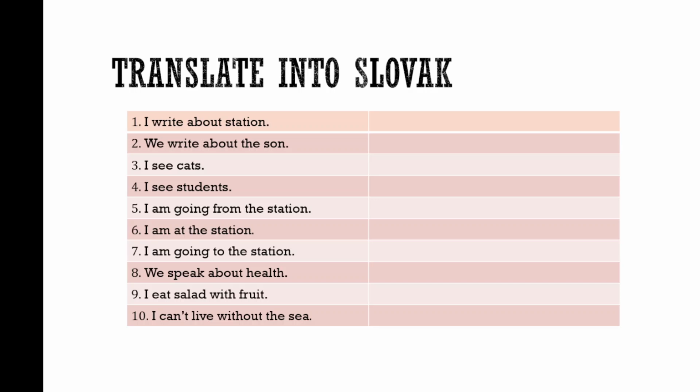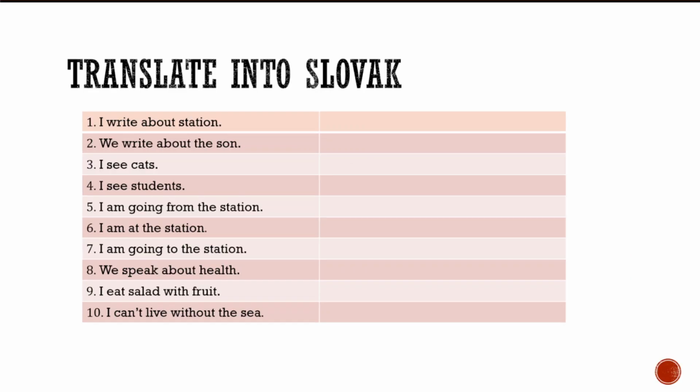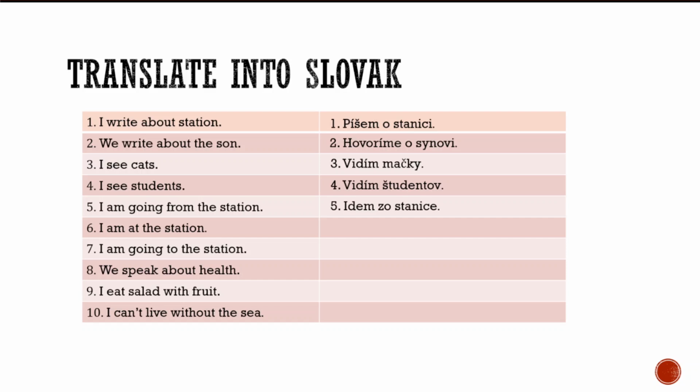And now, it's time to repeat everything. I write about the station. Píšem o stanici. Local. We talk about the son. Hovorím o synovi. Local. Animate. I see cats. Vidím mačky. Accusative plural. I see students. Vidím študentov. Accusative plural. Animate. Vidím koho. I am going from the station. From the station. Genitive. Idem zo stanice.